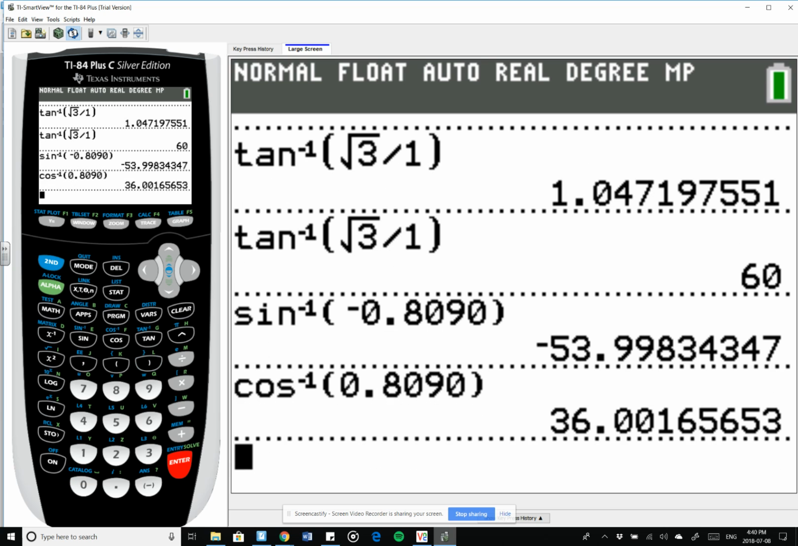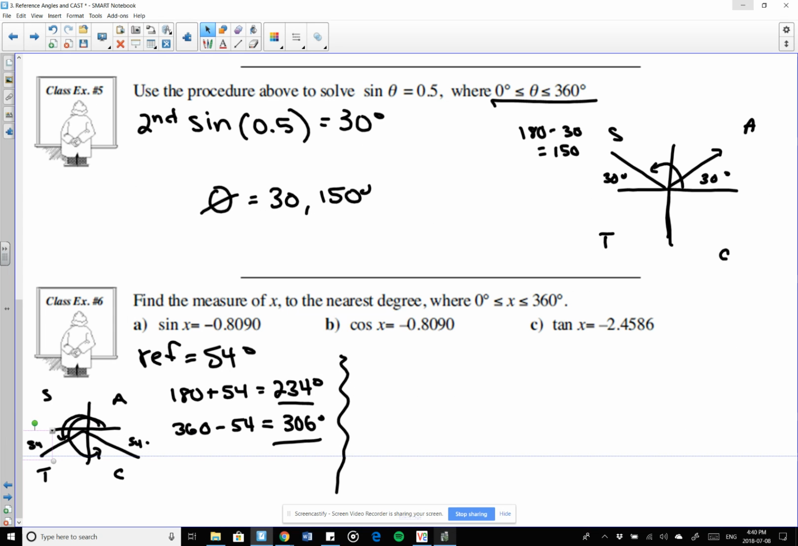And I get a reference angle of 36 degrees. So going back to my notes, maybe my reference angle here is 38 degrees, 36 degrees, 36 degrees. So looking at which quadrants cos is negative in, it's negative in the second quadrant and the third quadrant. So I have to find that angle and that angle.